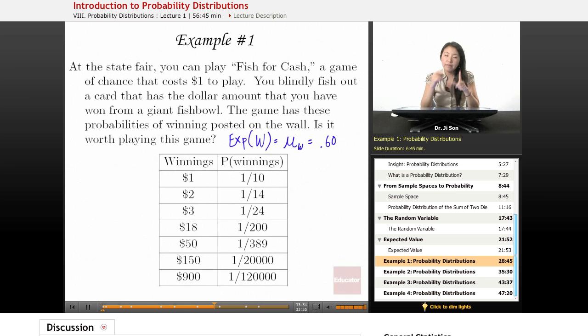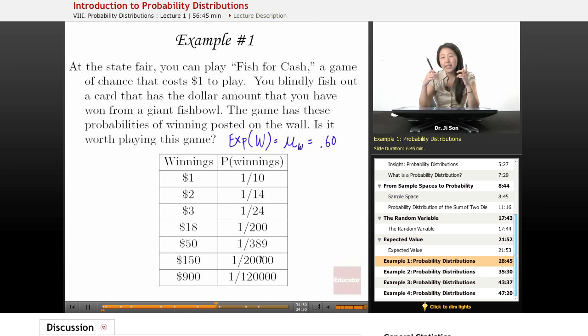Now, expected value, I should say one thing. It doesn't matter that much if you're just going to play the game once. It's not going to tell you whether the card that you pick is going to be 60 cents, because remember, there's no possible way you could earn 60 cents. So this is not what that means. It's very likely to be 0, because that's 79%, so 4 out of 5 times you're going to be drawing 0. So it's not about any one particular turn.